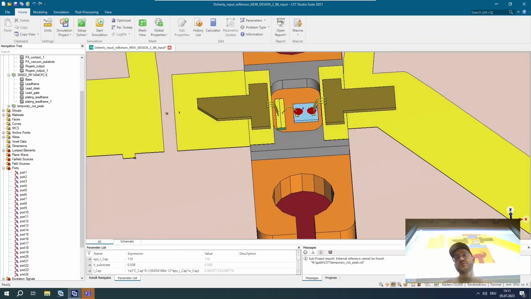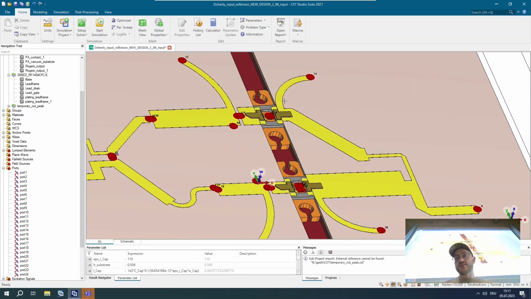And in the output, you connect it as soon as possible to the drain bias in order to increase the efficiency of the device.